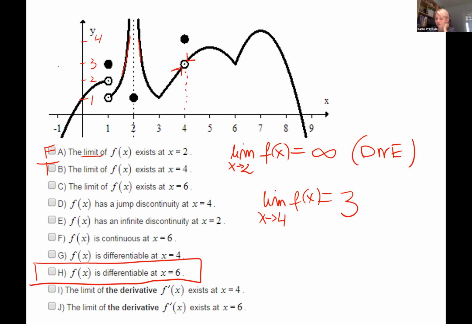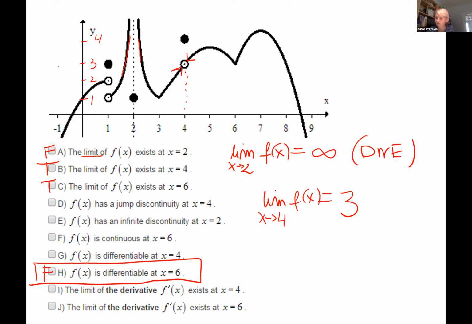Okay, the function is differentiable at 6. No, when we have a sharp corner, this is false. We do not have derivatives, okay? But in terms of the limit, the function is approaching the same value on this side and on this side, let's say 3. That means this is true. The limit exists, even if we have a sharp corner and the derivative is undefined.